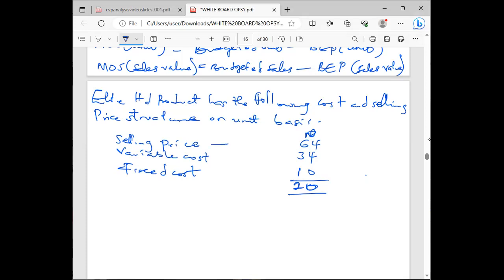This selling price. This variable cost. This fixed cost. Then I come to the total here and I wrote 20. This 20 is profit. Do we understand it, or should I explain it?